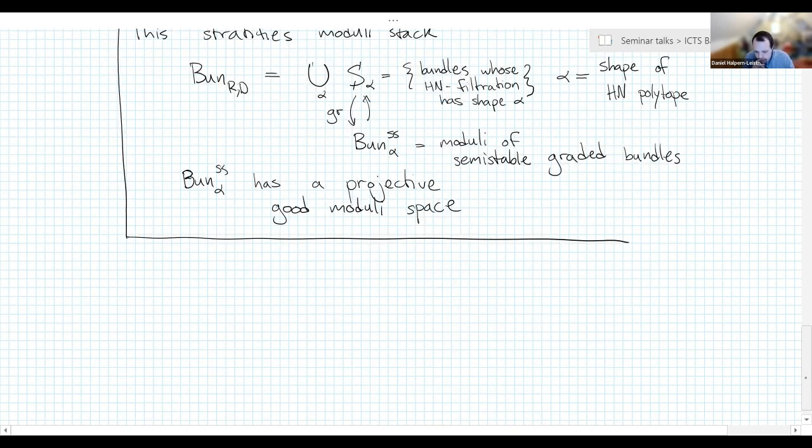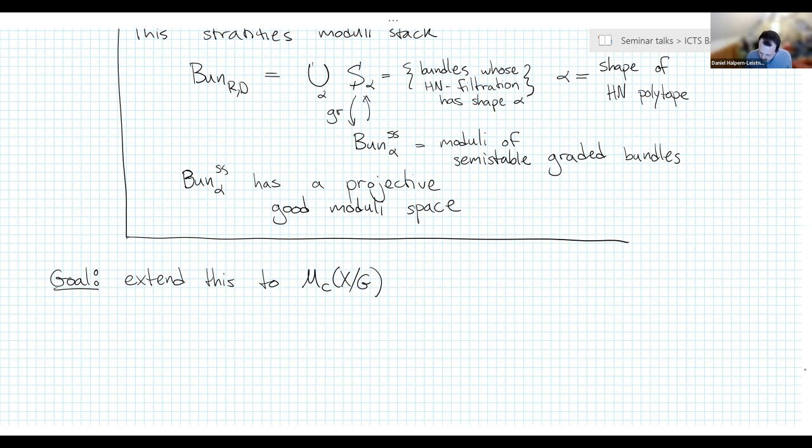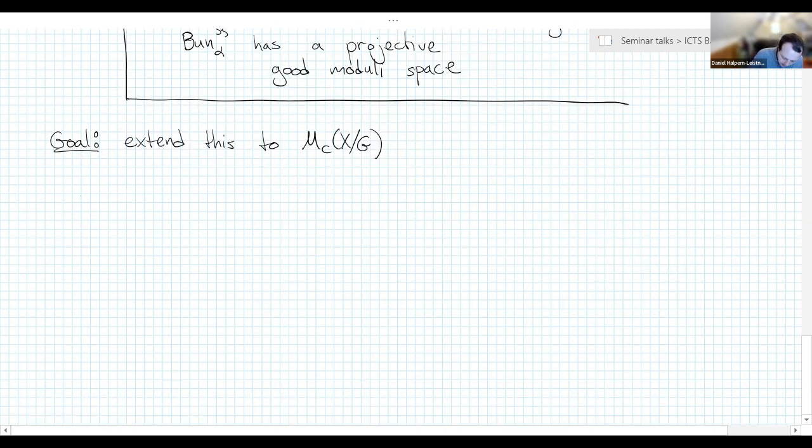So the goal is basically to extend this to Map(X) mod G for general X and reductive G. So yeah, there is basically this framework. So more precisely, what do I mean by this?